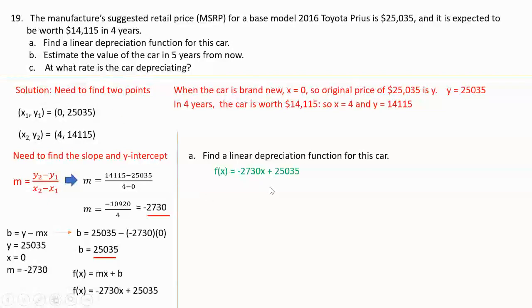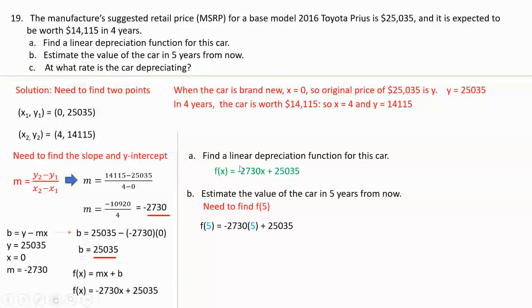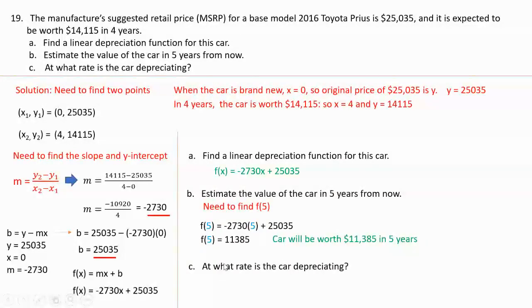Now for part B, it says estimate the value of the car in 5 years from now. So we're going to be evaluating the function at 5. We need to find f of 5, which means I'm going to go back to the function and plug in 5 for every x, which is only the x here with a coefficient of negative 2730. So this we'll just put in the calculator, guys. We're going to get 11,385. So the car will be worth $11,385 in 5 years.